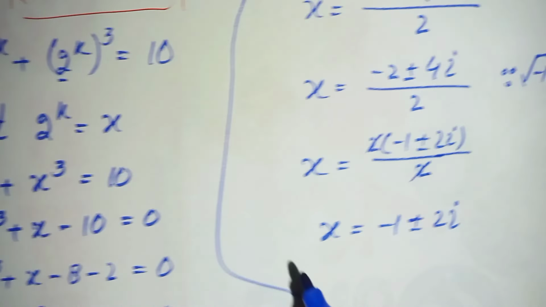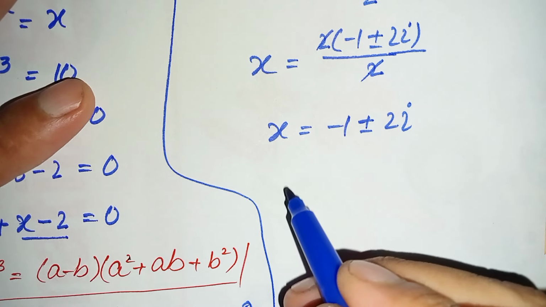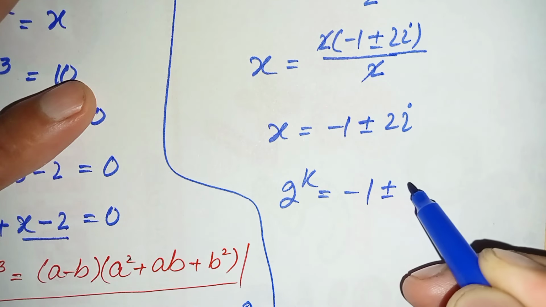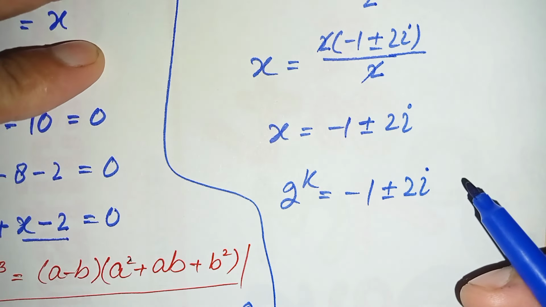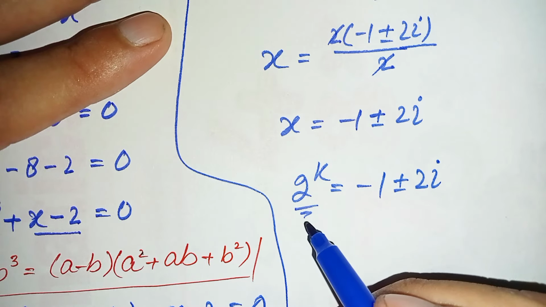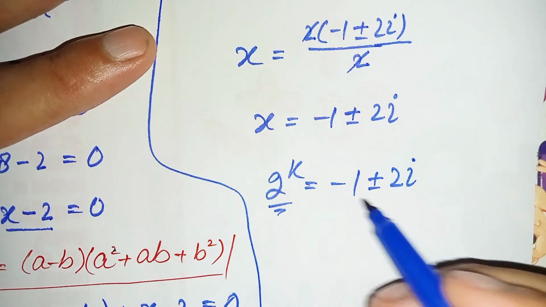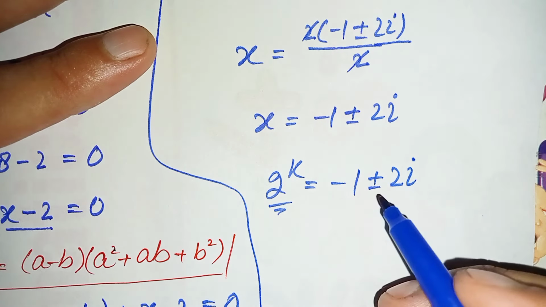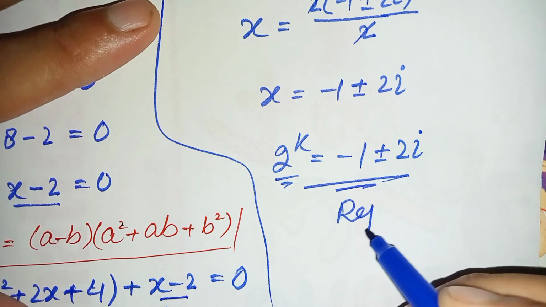Now here we will come back to our supposition, that is x is equal to 2 raised to power k. So here we will replace x with 2 raised to power k is equal to minus 1 plus minus 2 iota. Now look at both sides here. 2 raised to power k, for any value, is always a positive and real number. But look at the right hand side, if we calculate this value, it is a negative value and a complex number. And we know that a real number cannot be equal to a complex number. So that's why here we will reject this solution.